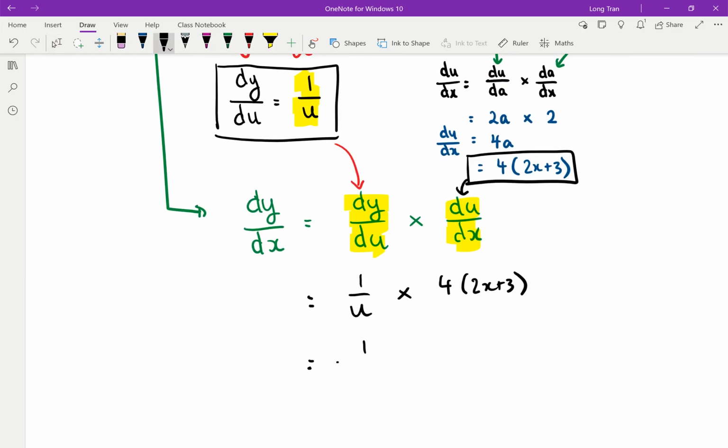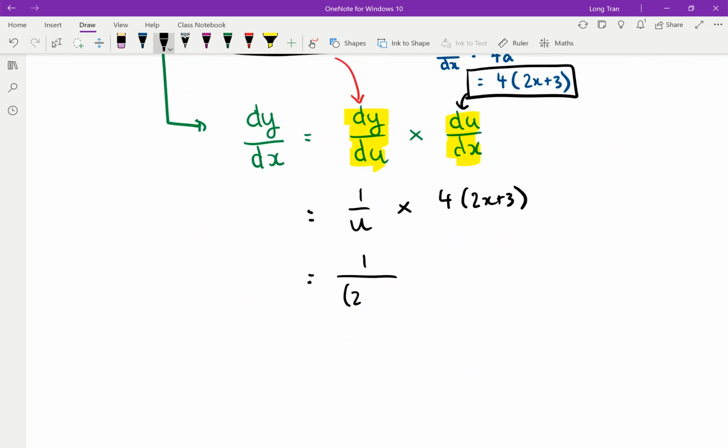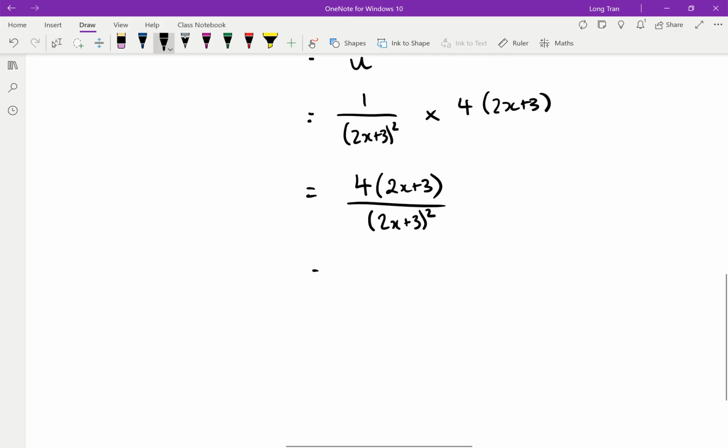So putting it all together, you got 1 over, what was it again? 2x plus 3 all squared, times 4 times 2x plus 3. And together, you can write it all in the numerator as 4 times 2x plus 3 all over 2x plus 3 squared, and we know that they have a common factor, 2x plus 3, so we can remove one of the factors on the bottom. So that means this now gives you 4 over 2x plus 3, and that is your delta y delta x.